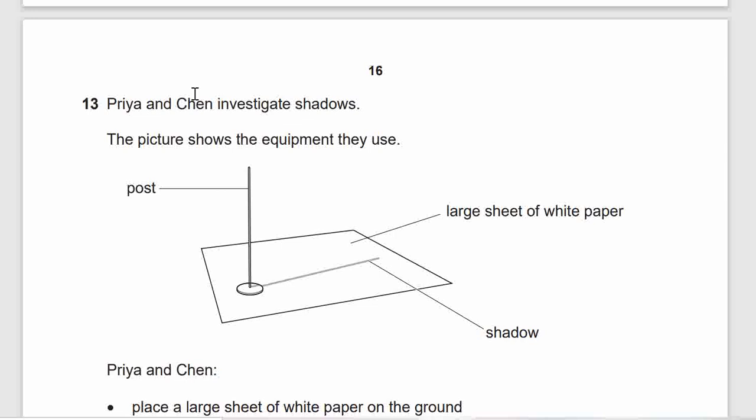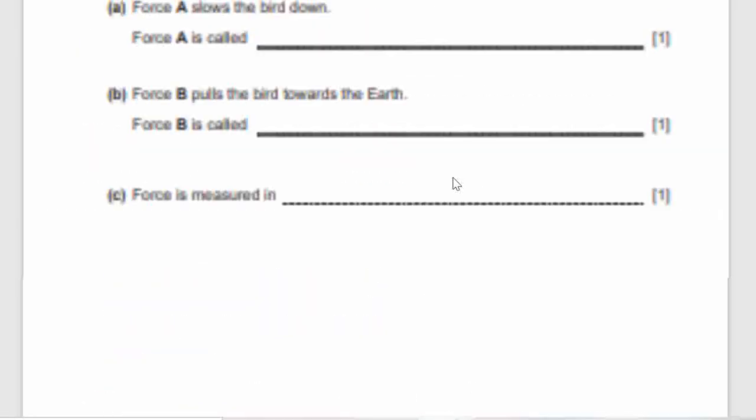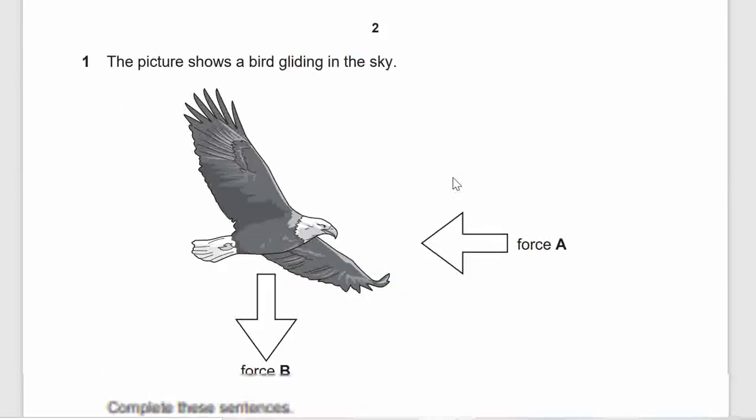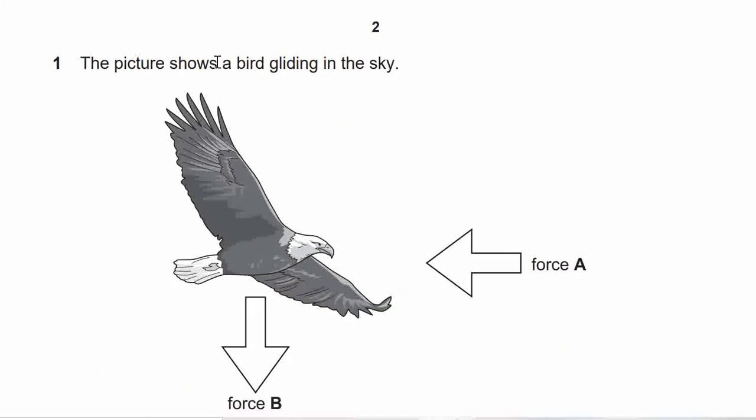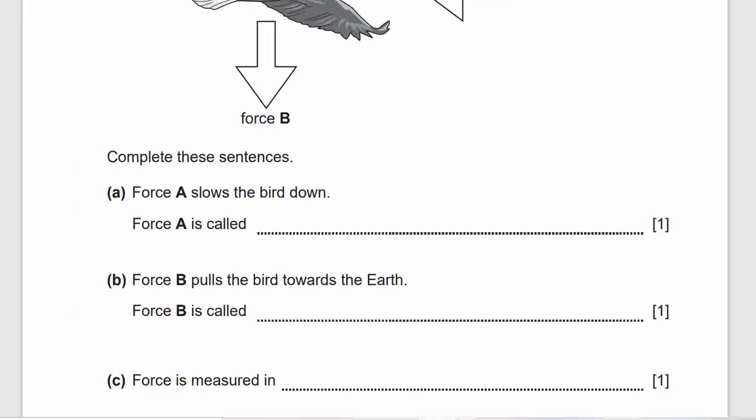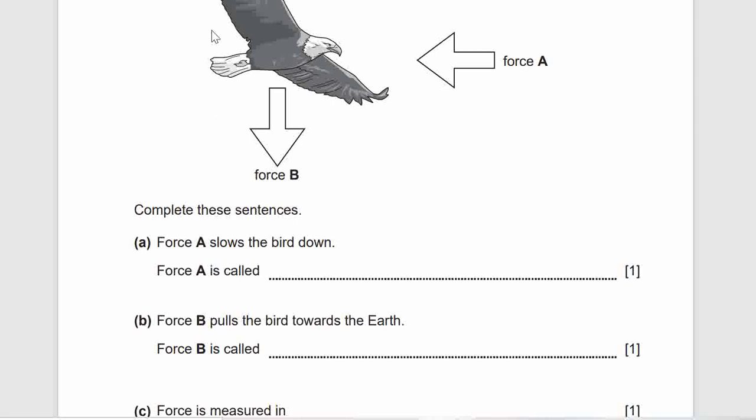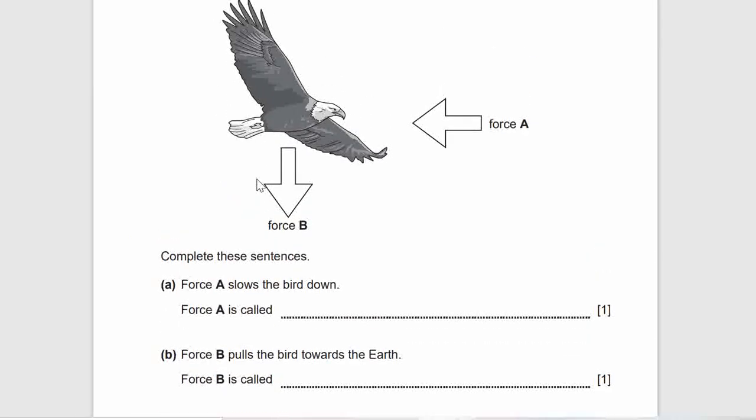You can pause this video, take some time to do it, and after that we can see the discussion together. Let's move up to question number 1. This is question number 1. The picture shows a bird gliding in the sky. This is force A, and this is force B. Complete these sentences. Force A slows down the bird. Force A is called, and force B pulls the bird towards the earth. So force B is called what?